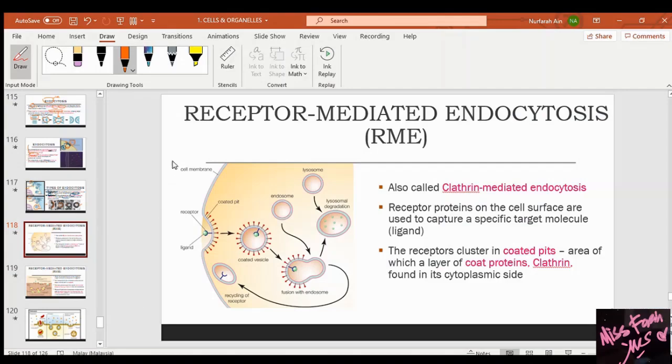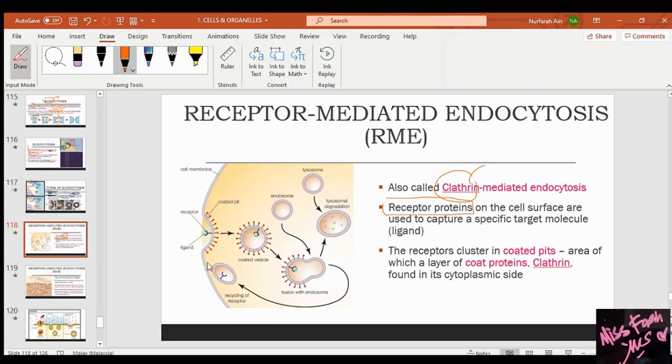So now I want to talk about a special type of endocytosis. It's called receptor-mediated endocytosis, also known as clathrin-mediated endocytosis. Clathrin is actually the protein involved in this endocytosis. Basically, this type of endocytosis uses receptor proteins on the cell surface. It involves binding of a ligand or substance to the receptor proteins lying on the surface of the cell. So it's quite specific.